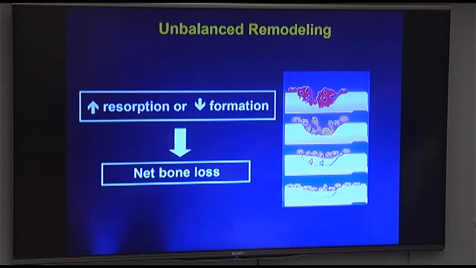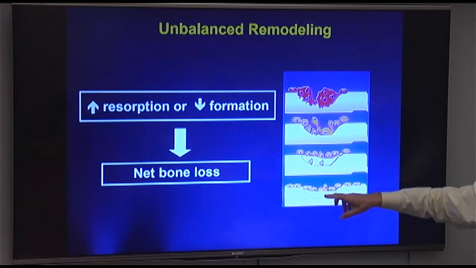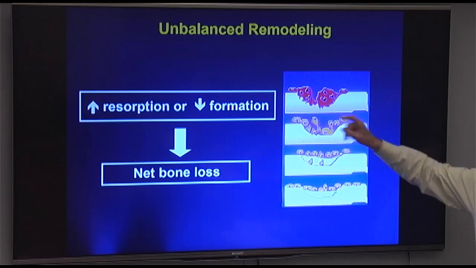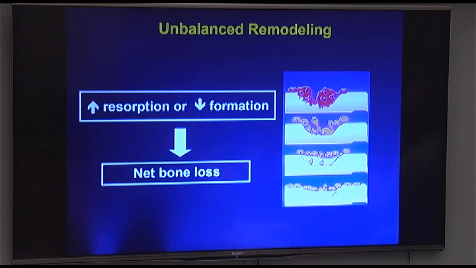Now this is a cartoon of the aging adult. This is not a cartoon of you. It's a cartoon of me. And you'll see that at the end of the process, there is less bone here than there was at the beginning. And as a result, this bone remodeling unit is not in balance.